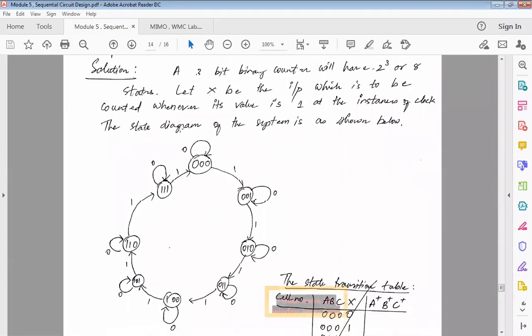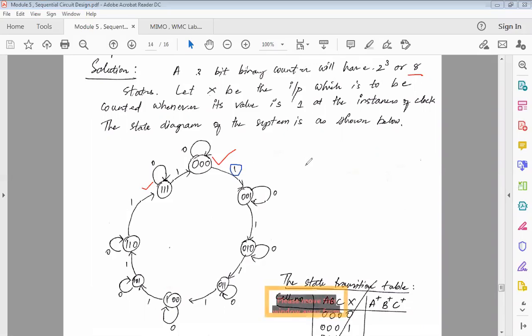Okay, the state diagram of the system is as shown below. As I told you, I will be using these clocks, starting from 0 to 111. So we will be having about 8 states. Now see the beauty of this state diagram. It is going to the next state only if the value is high.